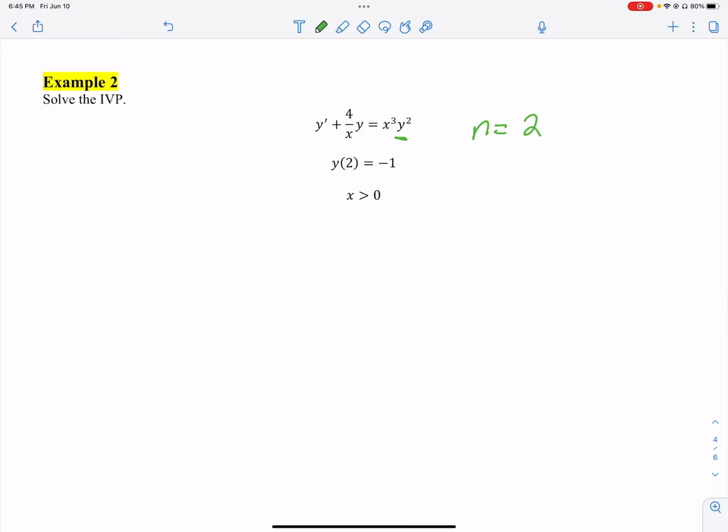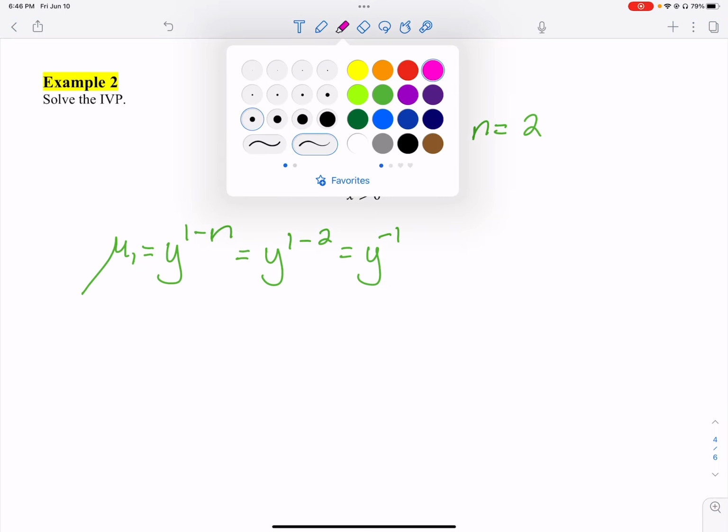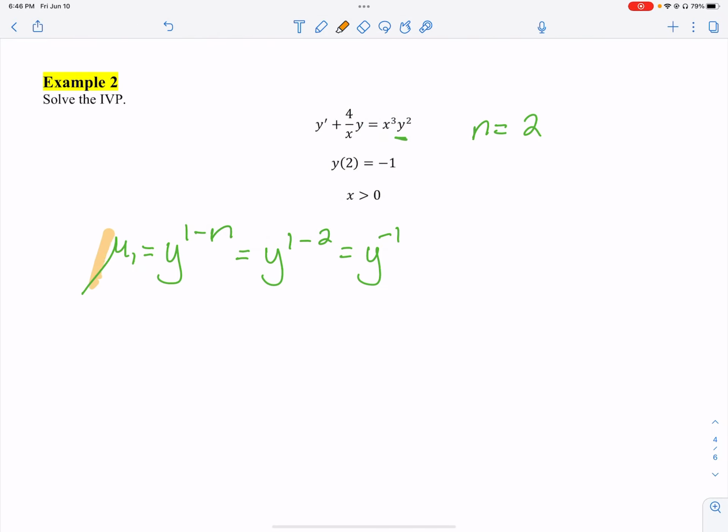Now, what we actually do to set this up is we let mu1 equal y to the 1 minus n. That is y to the 1 minus 2, which is y to the negative 1. So that is one thing we need to keep in mind. Mu1 is y to the negative 1.